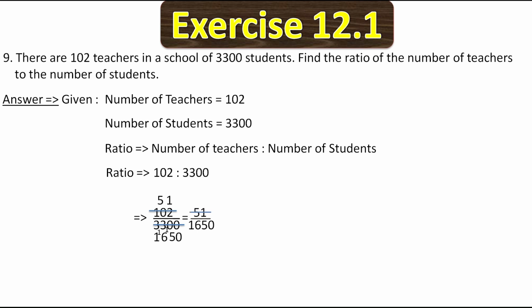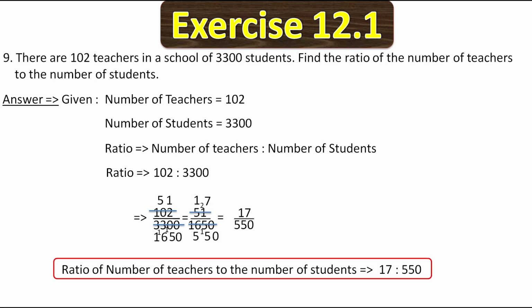Now we have to divide it by 3. So 3 1s are 3, 2 remain, 3 7s are 21. Now here 3 5s are 15, 1 remains, 3 5s are 15 again. Now 3 zeros are 0. So we got the simplified fraction as 17 upon 550. So the ratio is 17:550.